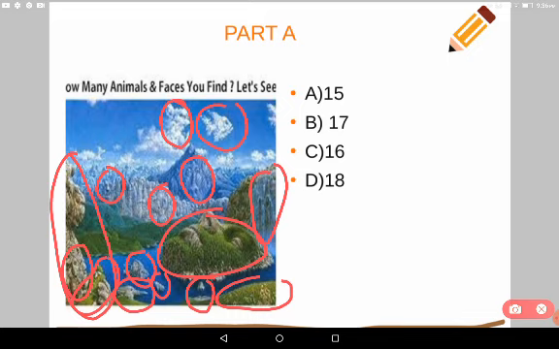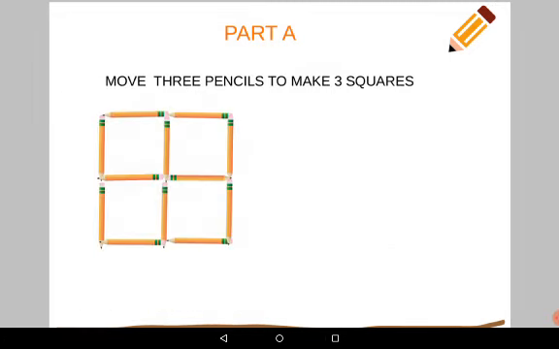Now we have got 1, 2, 3, 4, 5, 6, 7, 8, 9, 10, 11, 12, 13, 14, 15. There are 17 of them. Okay, so where are the others? Let's see. Yes, there is one here and one over here. So that will make you 17. Okay, there are 17 faces or animals in this figure, and you can see the details in the Telegram group.